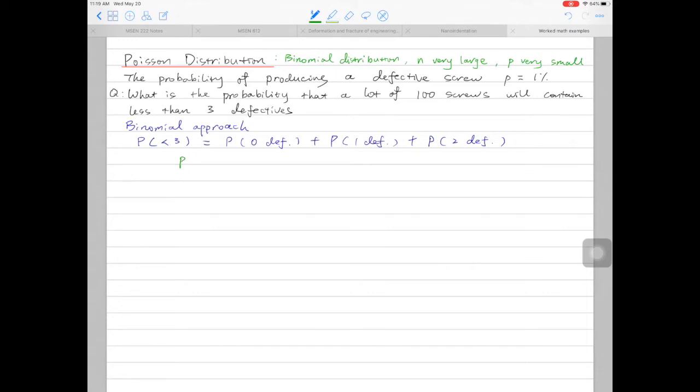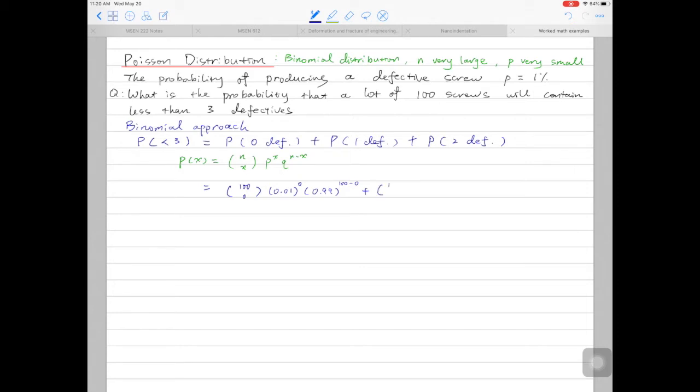We learned from the previous video the probability of a specific event, x, in binomial distribution is the combination n choose x, then p to the power of x, q to the power of n minus x. To plug in the numbers, the probability of having 0 defects simply is: n here is 100, x here is 0. The probability of having the defect is 1%, so it's 0.01 to the power of x, which is 0. The probability of not having a defective is 99%, so it's 0.99 to the power of n minus x, which is 100 minus 0.